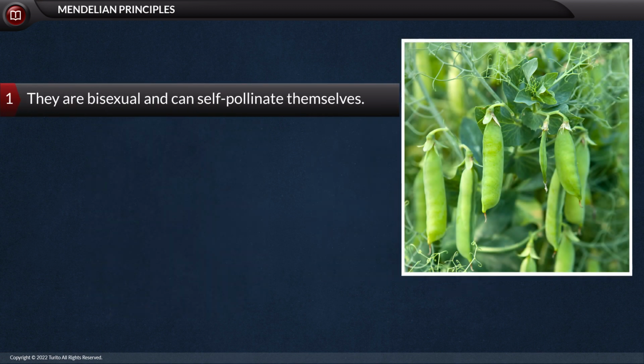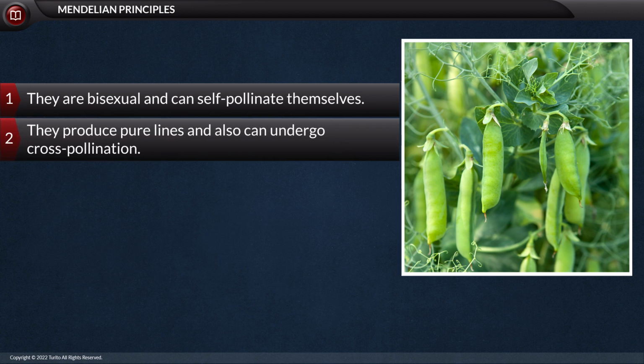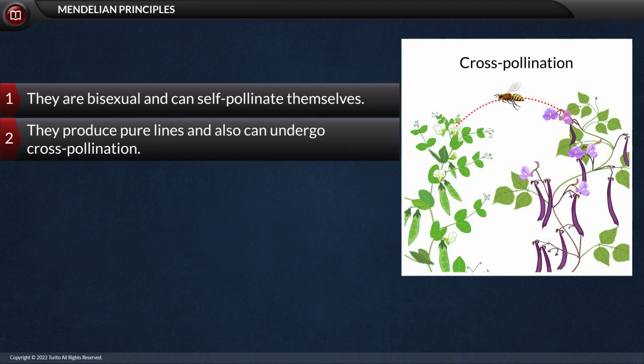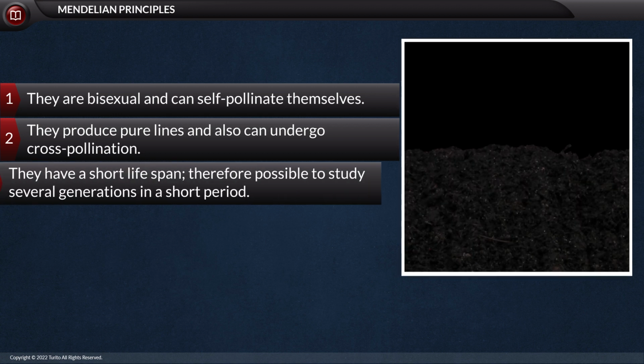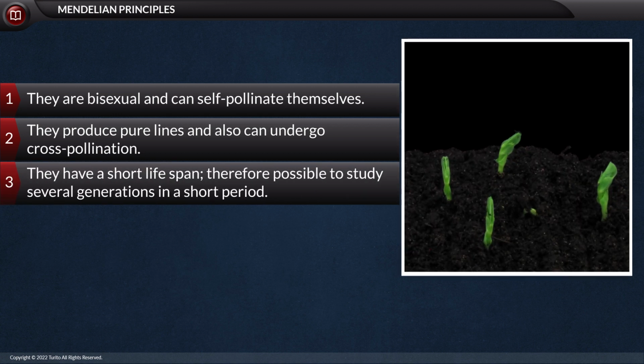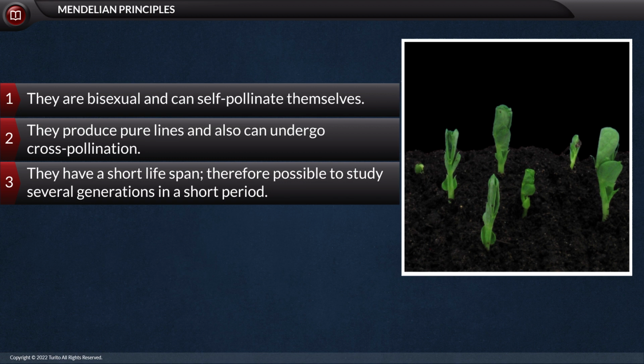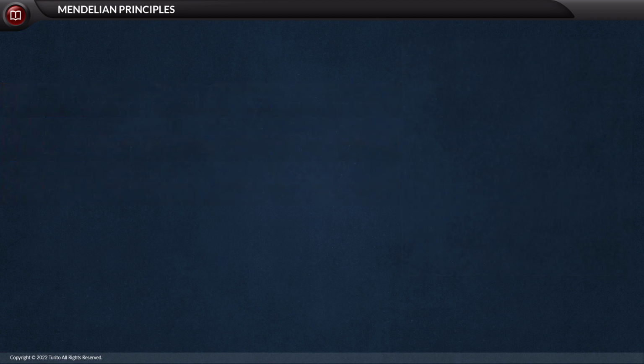They are bisexual and can self-pollinate themselves. They produce pure lines and also can undergo cross-pollination. They have a short lifespan, therefore it is possible to study several generations in a short period. Can you add any more reasons?